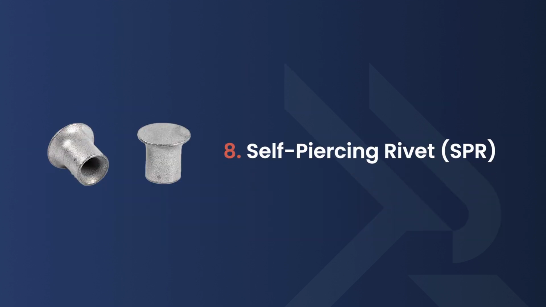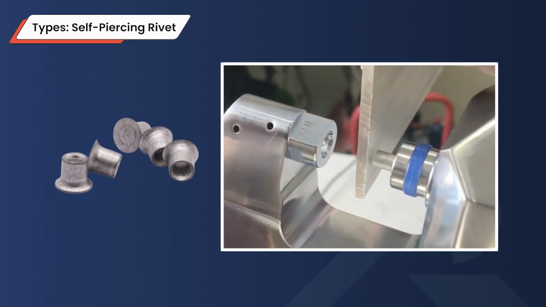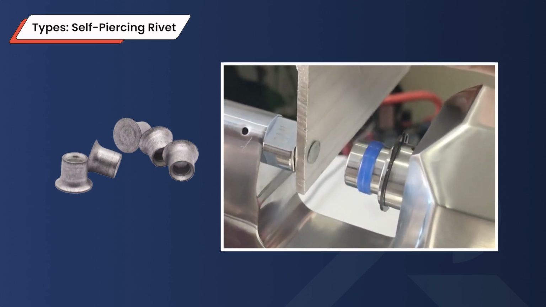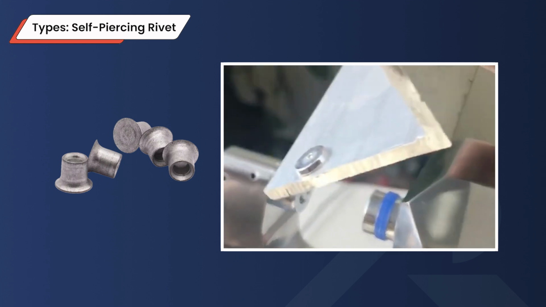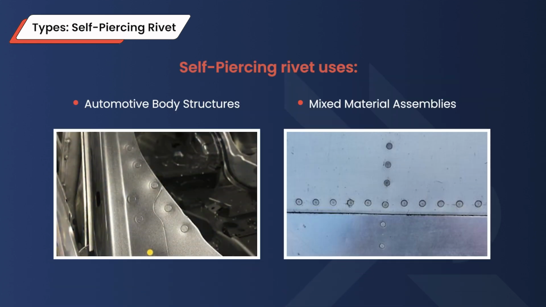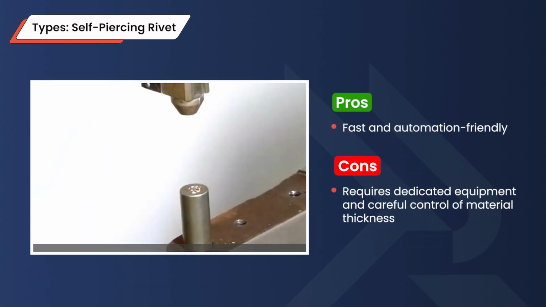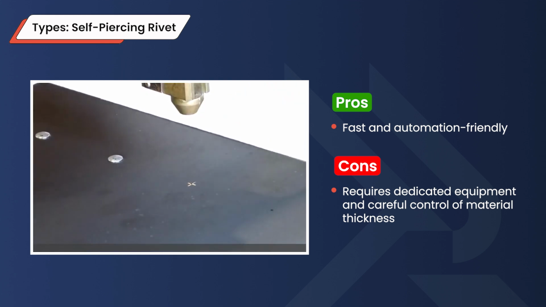The eighth type is the self-piercing rivet, or SPR. Unlike most rivets, it does not need a pre-drilled hole. The rivet pierces the top sheet and flares inside the lower sheet, creating a mechanical interlock. SPR is widely used in automotive body structures, especially for aluminum panels and mixed material assemblies. It is fast and automation-friendly, but it requires dedicated equipment and careful control of material thickness.